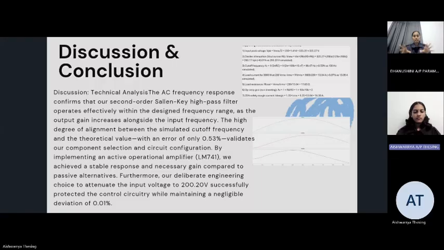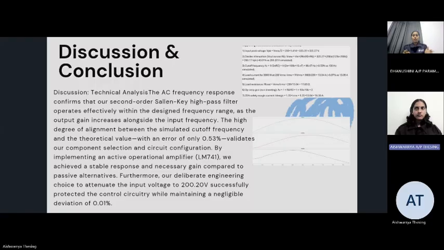From the AC frequency response, the output gain increases, as we can see from the graph that I have attached there. It increases as the input frequency also increases. So this confirms the main characteristic of the high pass filter.